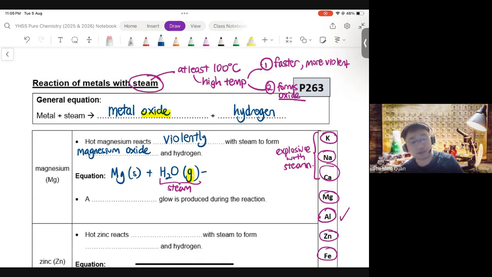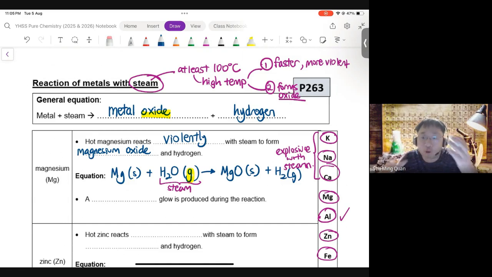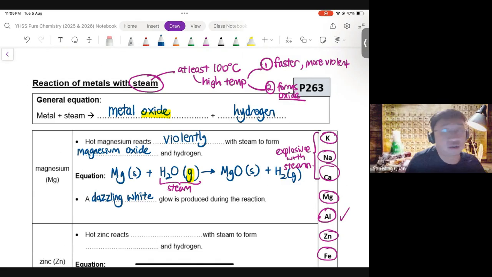Okay? And this forms magnesium oxide as a solid. Very important to note is the oxide and hydrogen gas, H2. Now, magnesium is quite interesting because when magnesium reacts with steam, it tends to glow. And when magnesium burns or glows, it produces a dazzling white glow. It resembles fireworks. So fireworks' main component is actually magnesium metal.